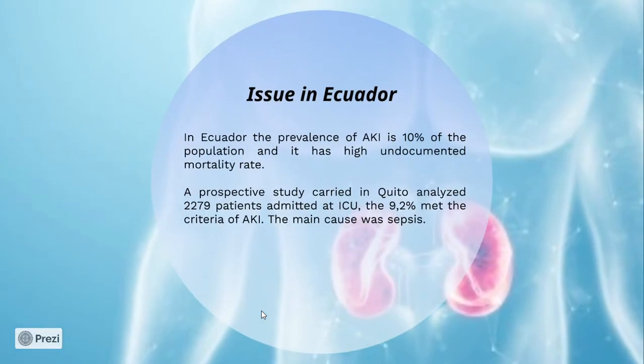Issue in Ecuador. In Ecuador, the prevalence of AKI is 10% of the population, and it has a high undocumented mortality rate. A prospective study carried out in Quito analyzed 2279 patients admitted to the ICU, and 9.2% met the criteria of AKI. The main cause was sepsis.